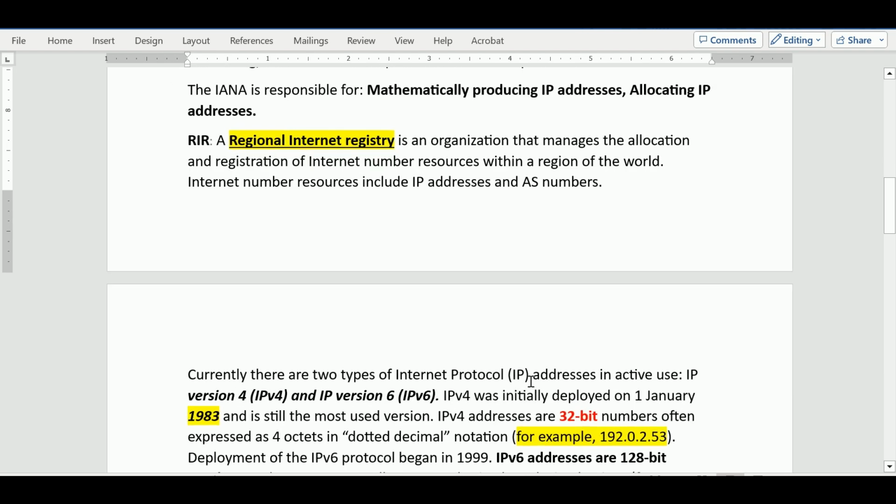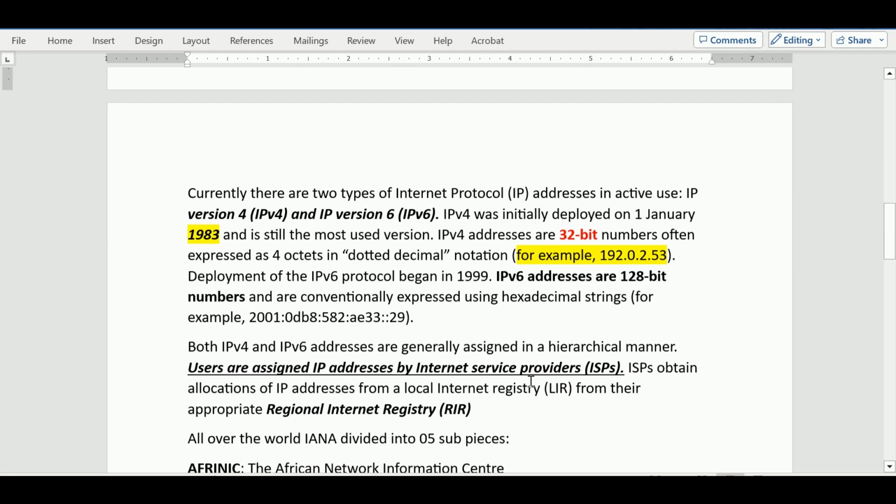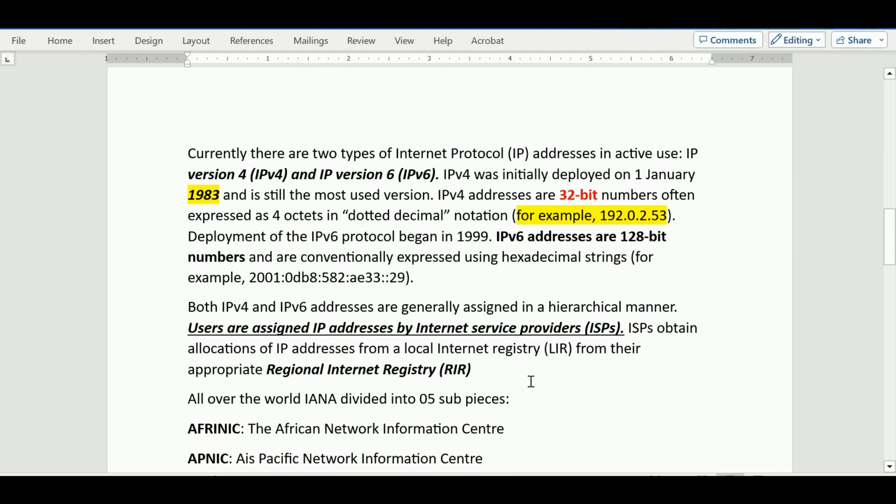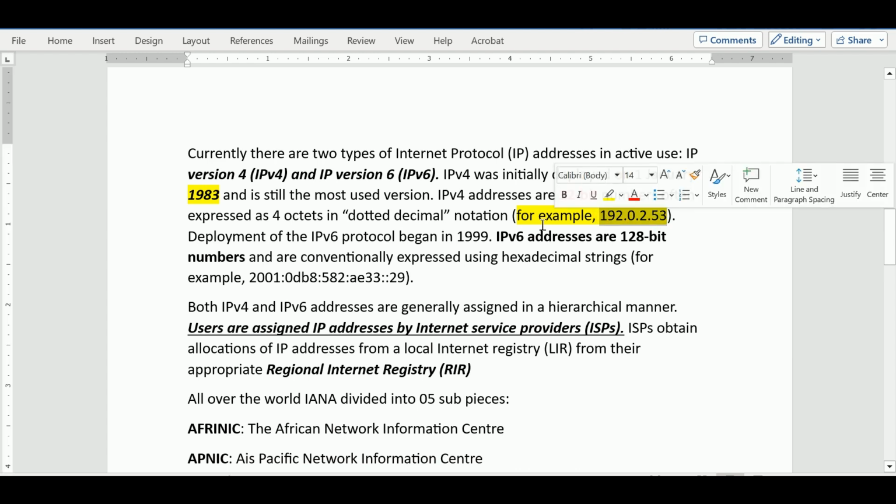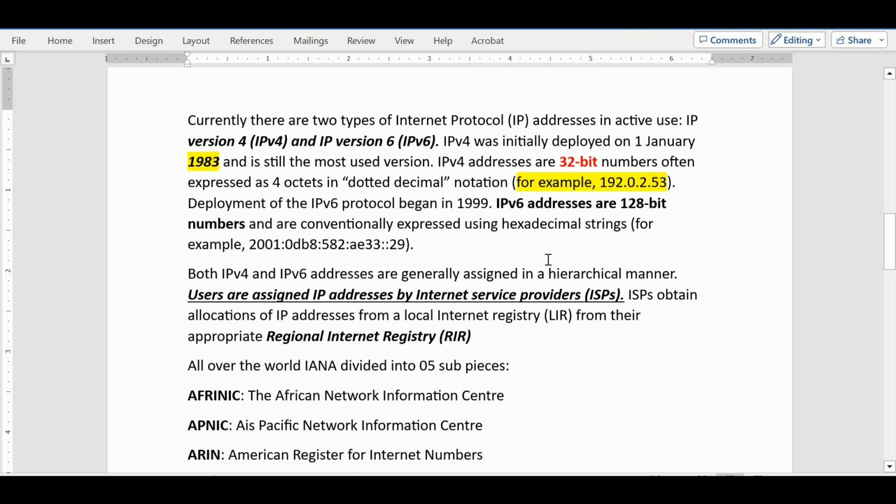Currently there are two types of IP protocols, as you are aware. IPv4 is there, IPv6 is there. IPv4 was initially developed around January 1983, and it's 32-bit, and this is how an IPv4 address looks. On the other hand, IPv6 addresses are 128-bit numbers, and this is how an IPv6 address looks, and these are hexadecimal strings.